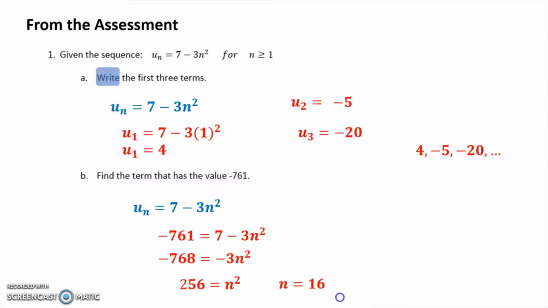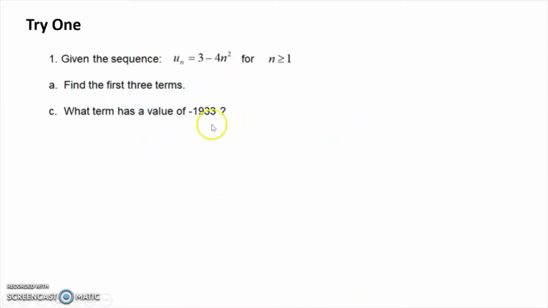All right, try the problem like this. Same kind of problem. Let's see how you do.